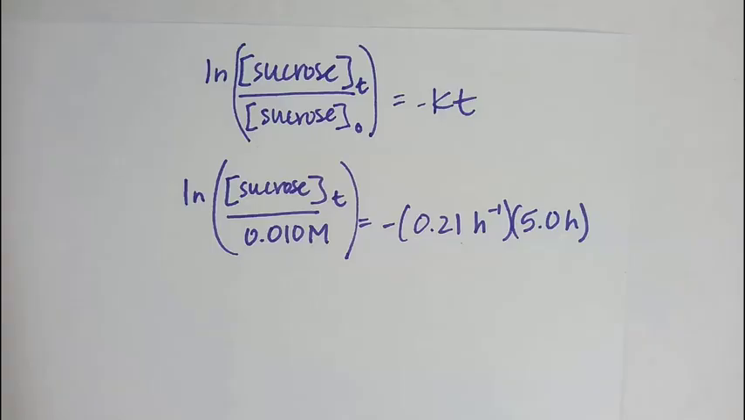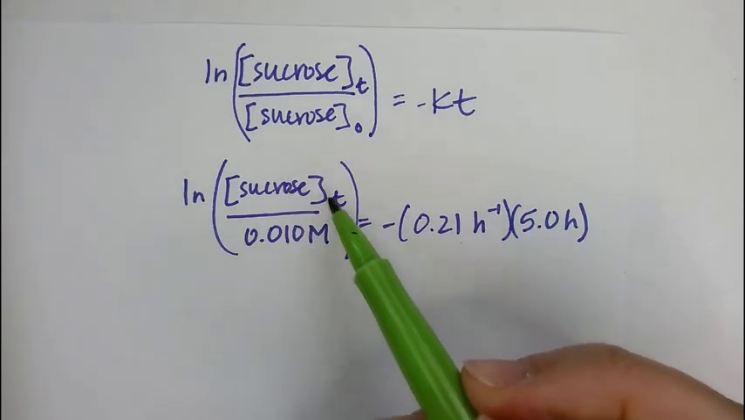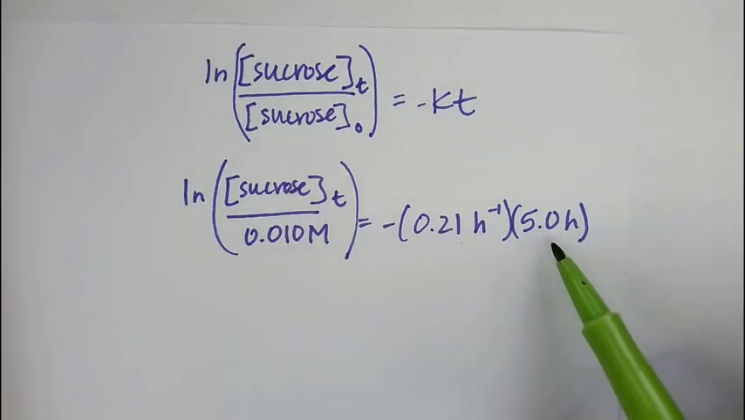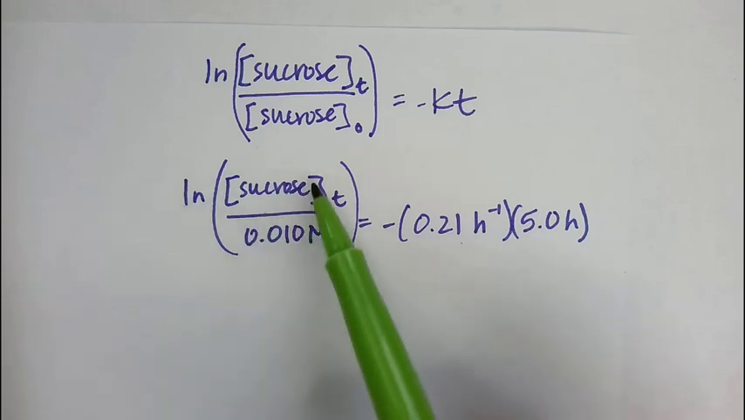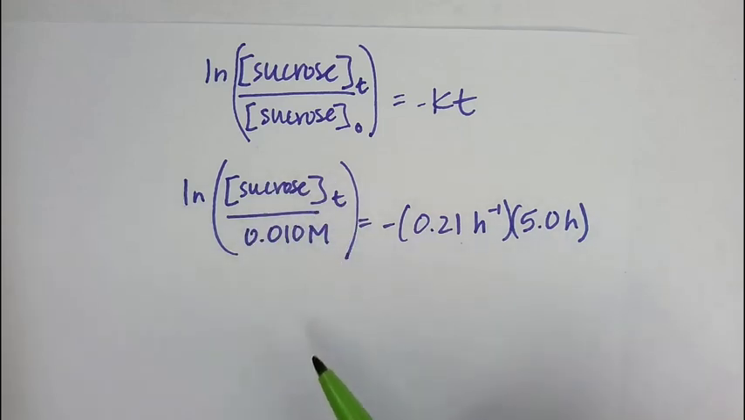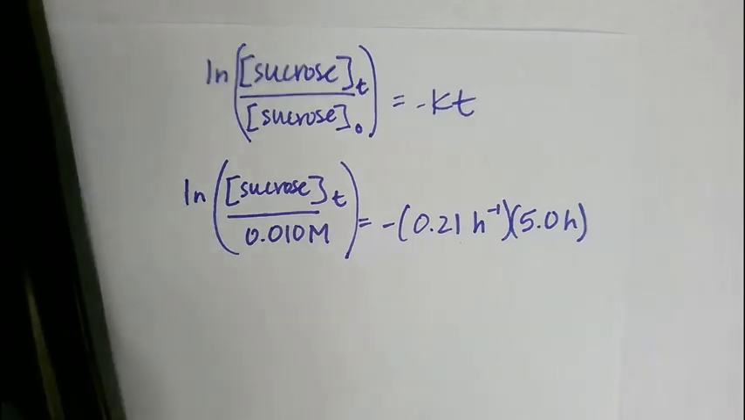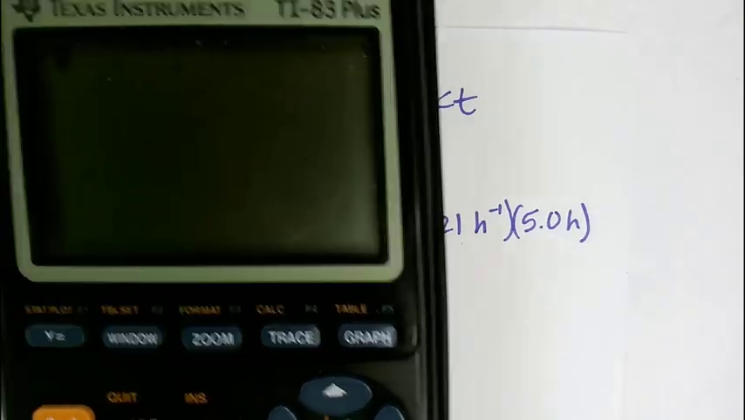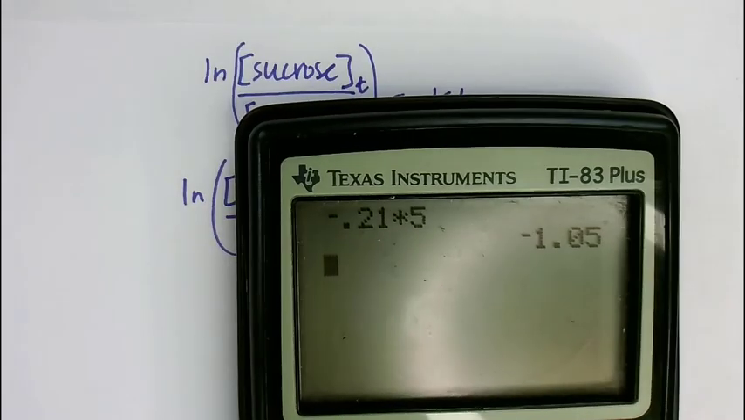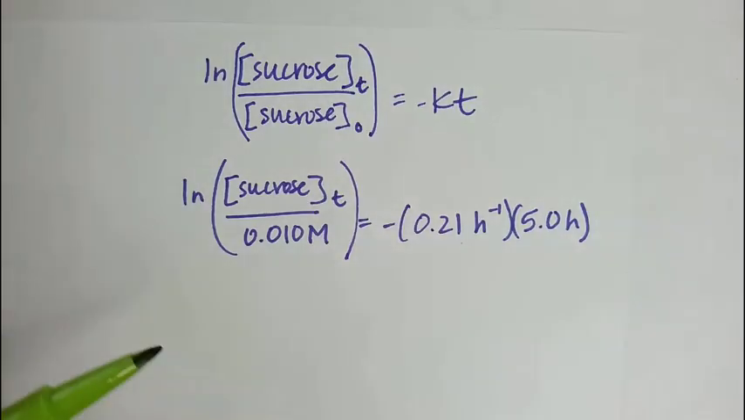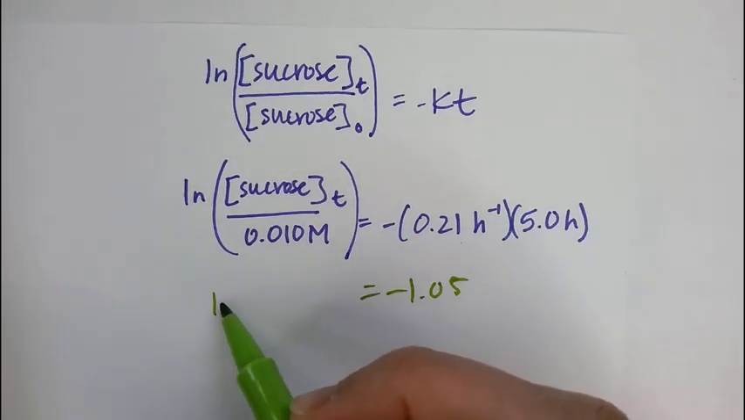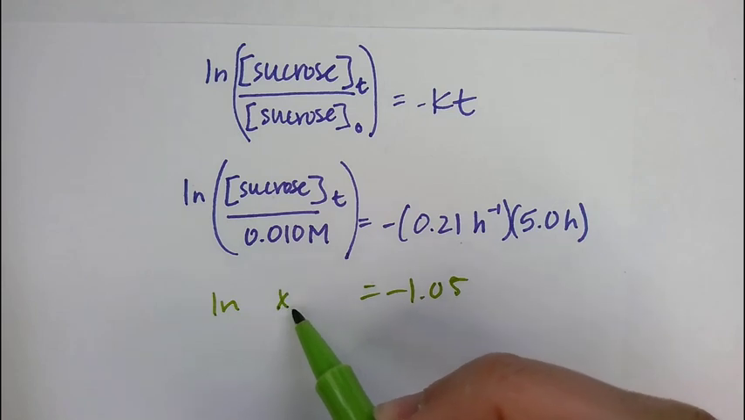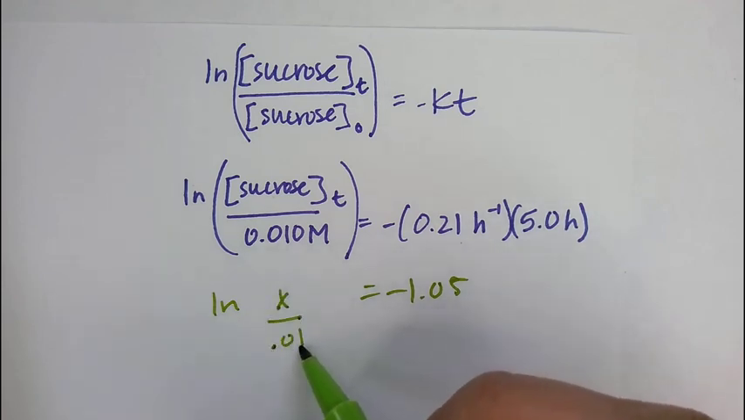Let's set it up. We need to find the concentration of sucrose at 5 hours. So I set up my unknown on top, so we can call that x. The first thing I'm going to do is simplify this right side. So I'm going to do negative 0.21 times 5. I got negative 1.05 for the right side, and that's equal to the natural log of x over 0.01.